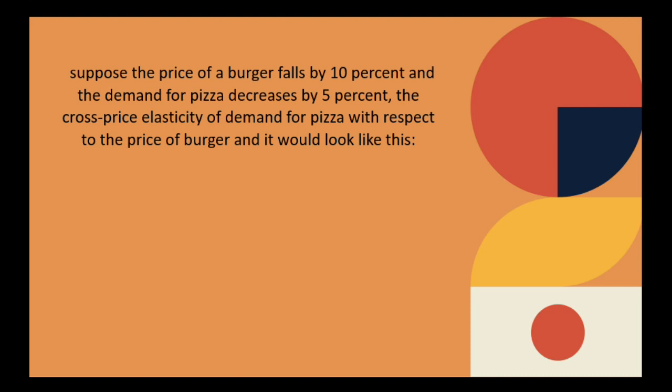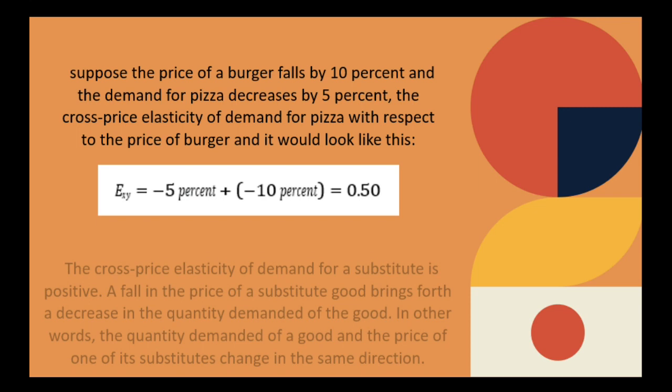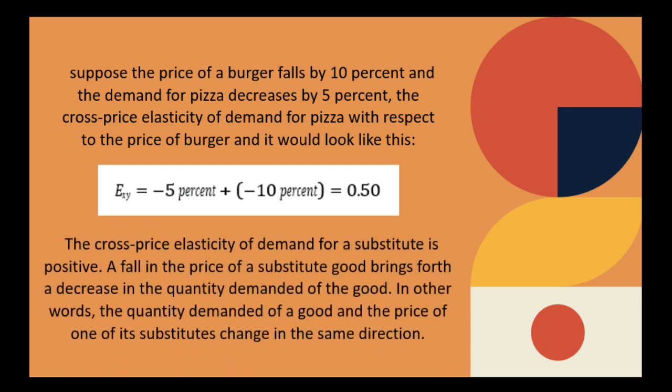For a more specific example, suppose the price of a burger falls by 10% and the demand for pizza decreases by 5%. So the cross-price elasticity of demand for pizza with respect to the price of burger would look like this. And so the cross-price elasticity of demand for a substitute is positive. So a fall in the price of a substitute good brings forth a decrease in the quantity demanded of the good. In other words, the quantity demanded of a good and the price of one of its substitutes change in the same direction.